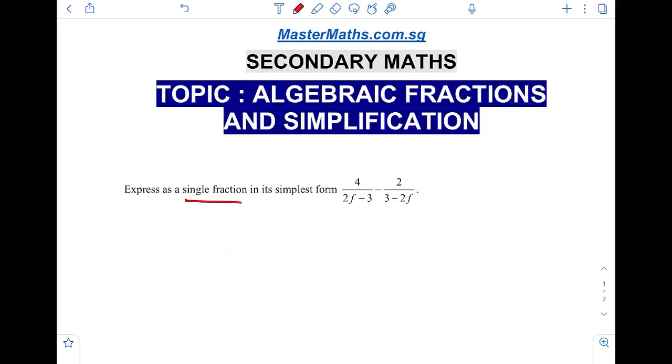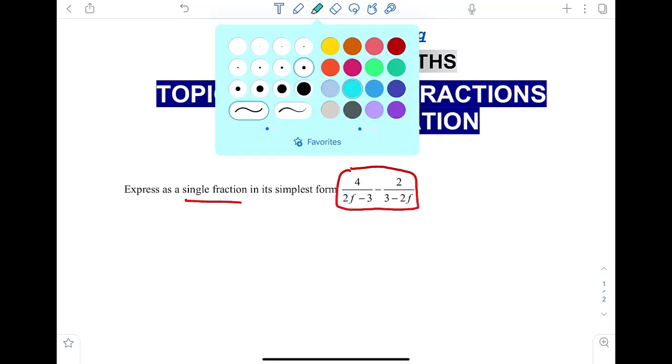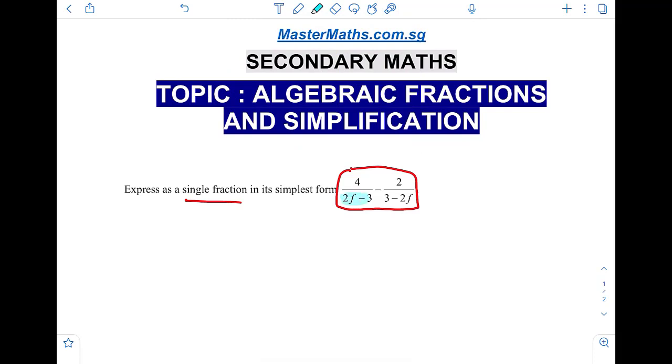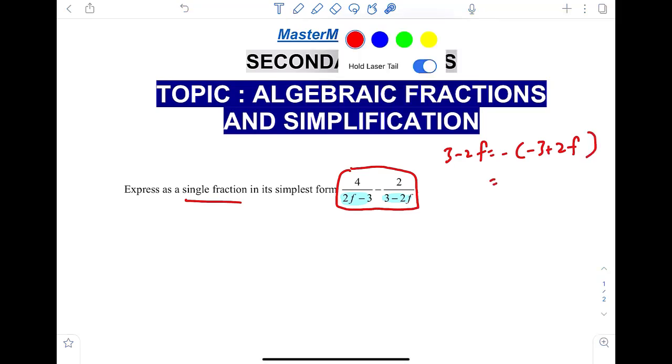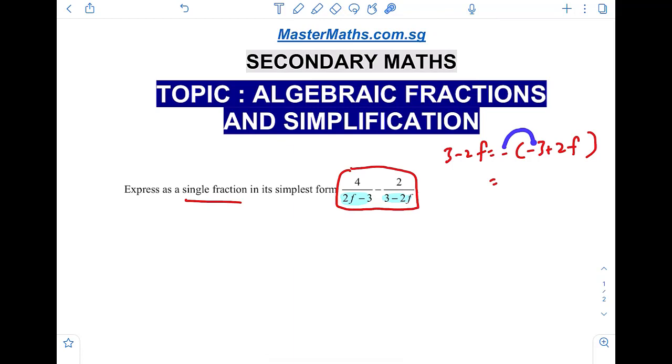Expressed as a single fraction in its simplest form, 4 over 2f minus 3 minus 2 over 3 minus 2f. Now, right off the bat, note that the denominators are just opposites of each other. So 3 minus 2f, if you remove a negative, you will get negative 3 plus 2f. Why is that so? Because when you multiply back in, negative and negative indeed gives you positive 3.